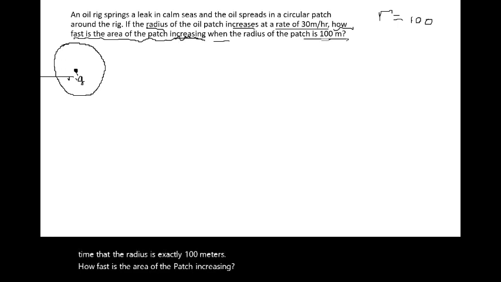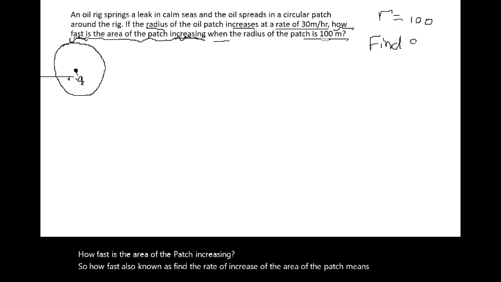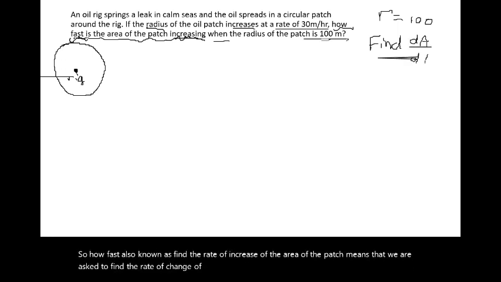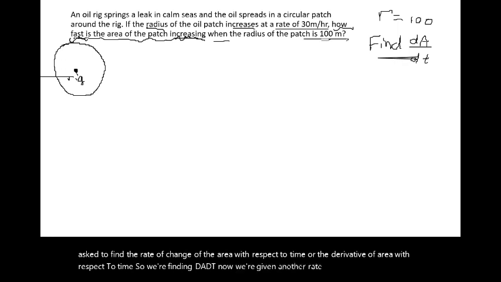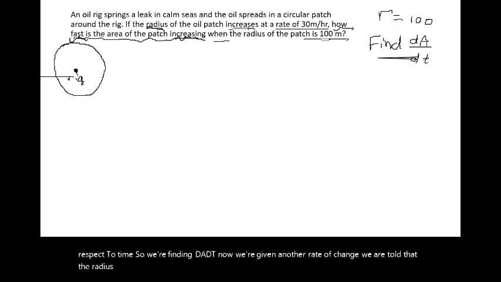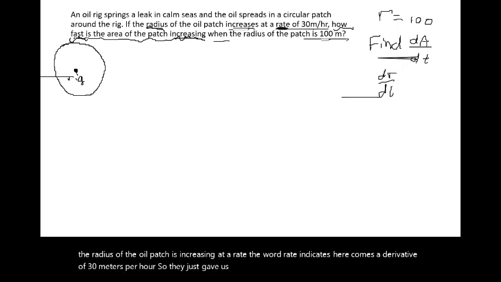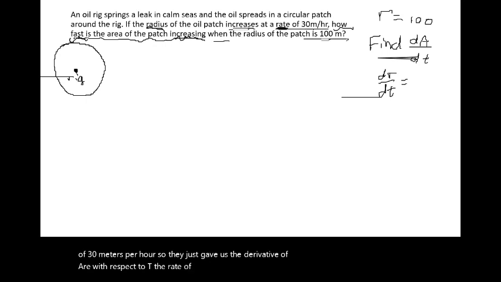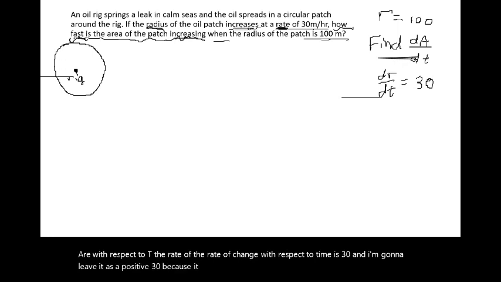So how fast, also known as find the rate of increase of the area of the patch, means that we are asked to find the rate of change of the area with respect to time, or the derivative of area with respect to time. So we are finding dA dt. Now we are given another rate of change. We are told that the radius of the oil patch is increasing at a rate, the word rate indicates, here comes the derivative, of 30 meters per hour. So they just gave us the derivative of r with respect to t. The rate of change of r with respect to time is 30. And I'm going to leave it as a positive 30 because it did specifically say that the radius is increasing. A positive derivative indicates an increasing quantity.